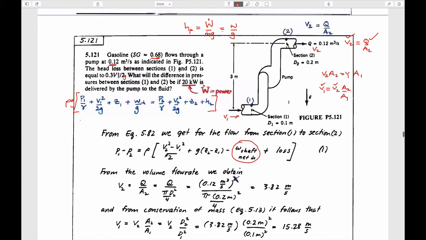Yeah, okay. And are they both, yeah, they're both probably, oh no, they're different diameters. So they're two different velocities.